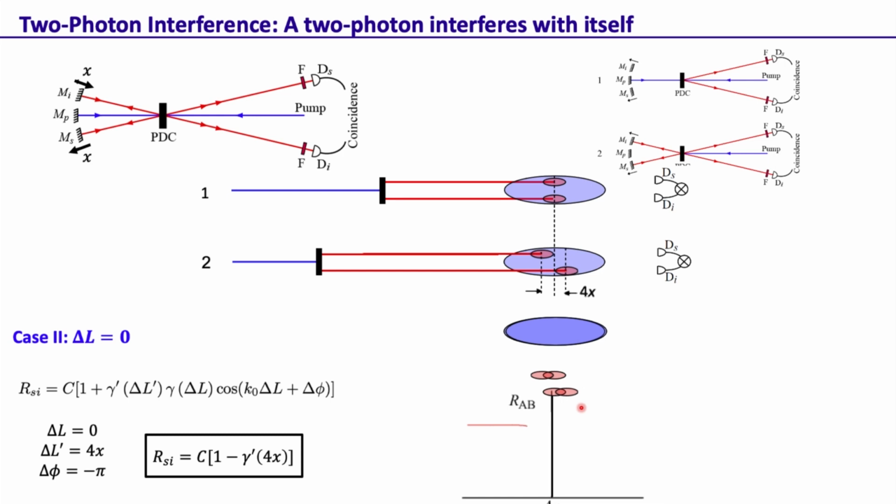So in a general interference scenario, we can have both delta L and delta L prime changing, and in that case it will be the effect of the overlap of both these different types of wave packets. So that is one intuitive way one can understand two-photon interference and what one means by saying that a two-photon interferes with itself. So for today's lecture, we will stop here.